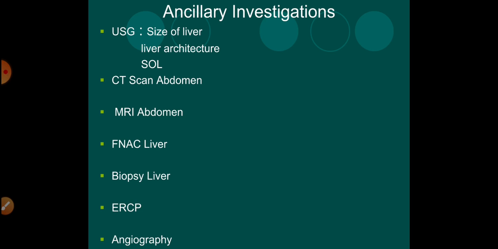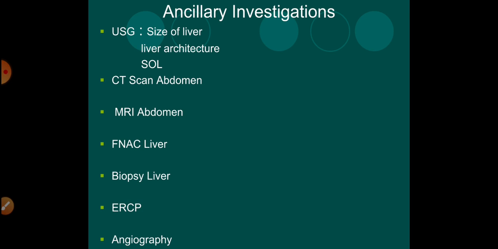The ancillary investigations which are used for investigation of liver disorders are the radiological investigations, which include the ultrasound abdomen, the CT scan of the abdomen, and MRI of the abdomen. The radiological investigations help in assessing the size of the liver. You can assess the liver architecture, whether the architecture of the liver is maintained or altered, like in cirrhosis of the liver. You can also look for any space occupying lesion in the liver.